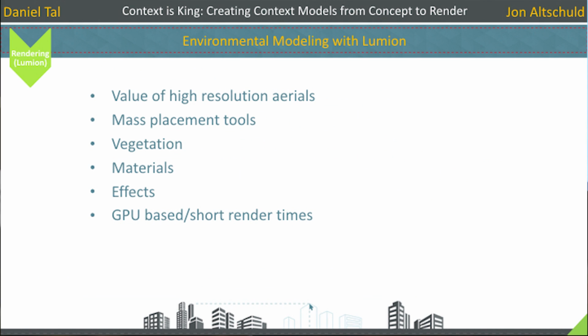So next we're going to get into Lumion. We're going to demo a little bit, but want to go over some quick points about why we use it the most and how we use it. So the value of high resolution aerials really comes through in Lumion. You saw in SketchUp how valuable it is, drafting, being able to see stuff. In Lumion, when you're doing renderings and perspectives that are close to the ground, it makes a huge difference. It has some really great mass placement tools, to be able to do vegetation really quickly and at pretty high quality.